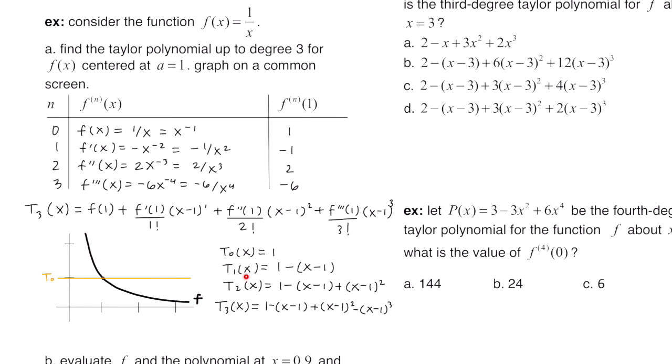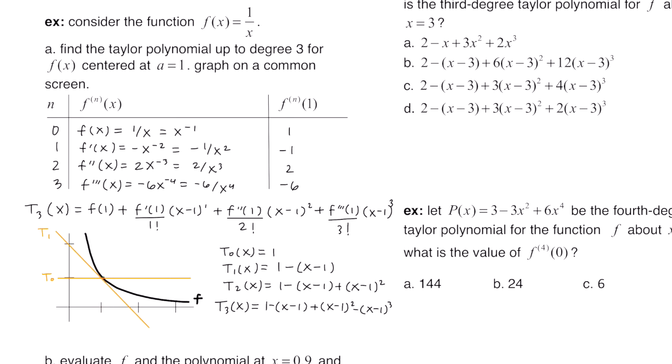For t sub 1 of x, we have 1 minus the quantity x minus 1. If you distribute this negative, you get negative x plus 1. So this equation ends up being negative x plus 2. Okay, so we're taking this t sub 1 of x, it hits the y-axis at 2, and the slope is down 1 over 1. And so you can see that this curve, t sub 1 of x, is a nice tangent line to the graph of f at 1.